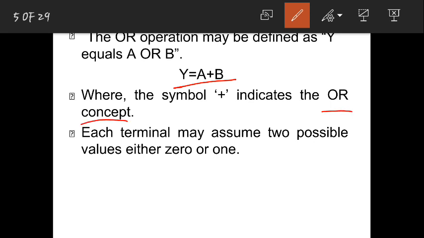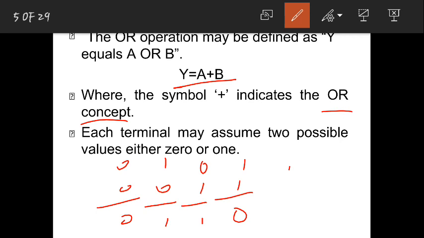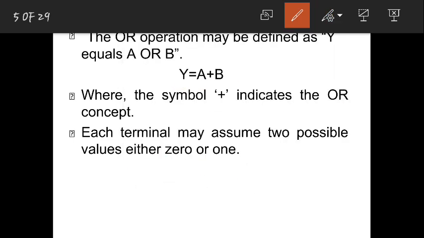See, plus generally means addition as well, but addition is different from the OR operation. Whenever you do addition, 0 plus 0 you will get 0, 1 plus 0 you will get 1, 0 plus 1 you will get 1, 1 plus 1 you will get 0 with carry 1. But in case of the OR operation, you won't get a carry or anything, you will directly get 1. So there is a difference between binary addition and the OR operation, so don't get confused over there. The plus symbol is used for the OR operation in logic gates.